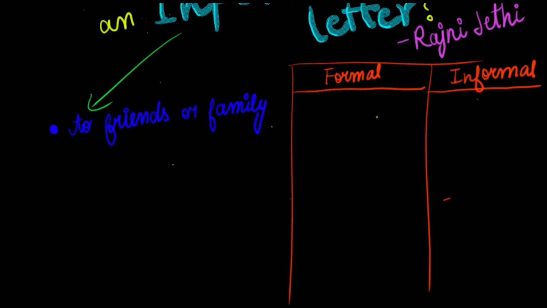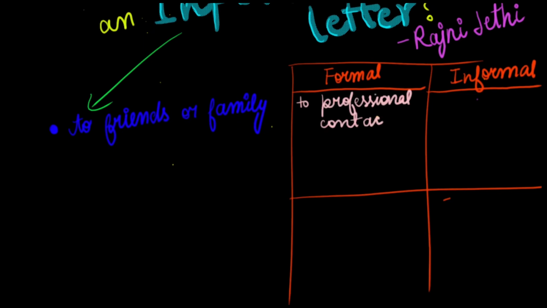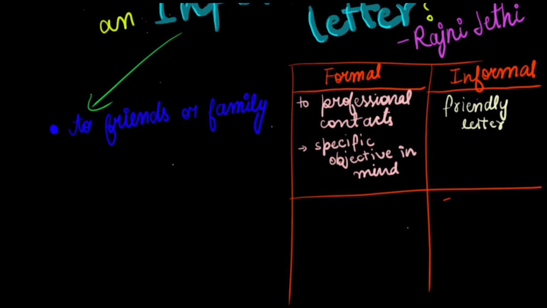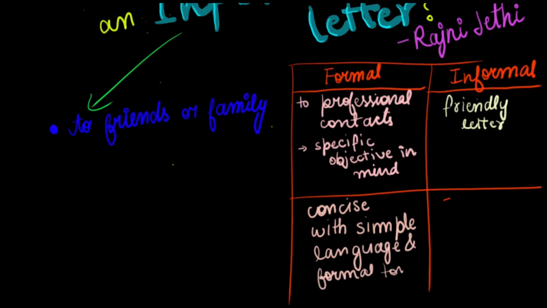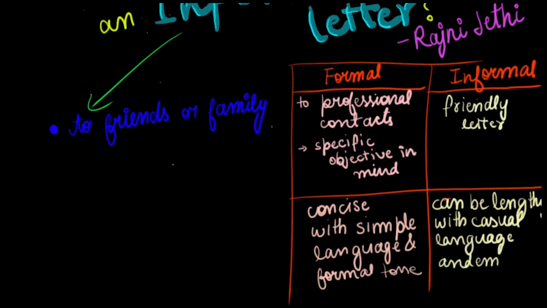Formal letter is a letter written to professional contexts with a specific objective in mind. On the contrary, informal letters are letters written to friends or relatives. They are friendly letters. Formal letters are very concise and they are written in simple language and formal tone. On the contrary, informal letters can be lengthy if the word limit is not given, and they are written in casual language and emotional tone.